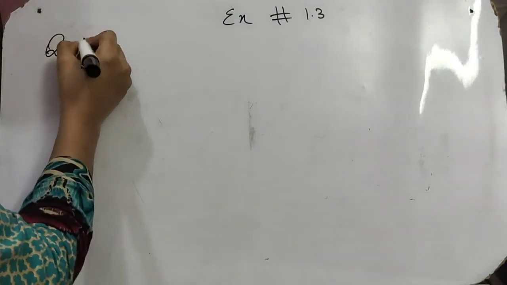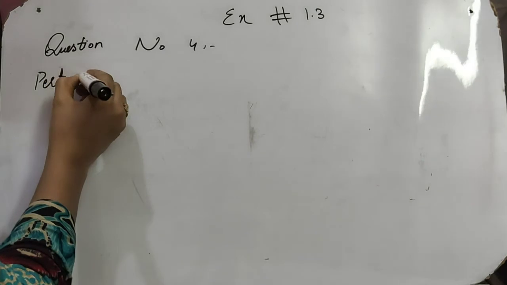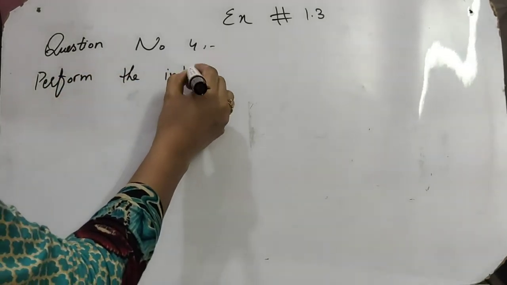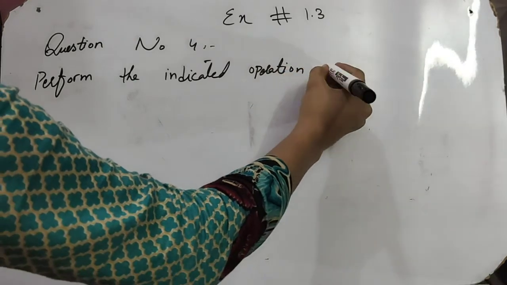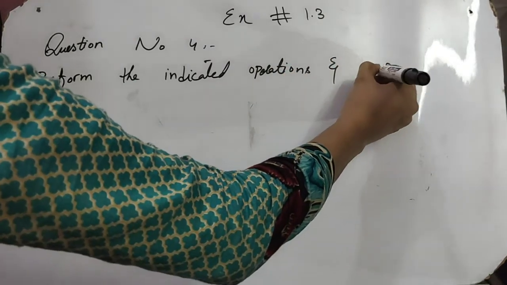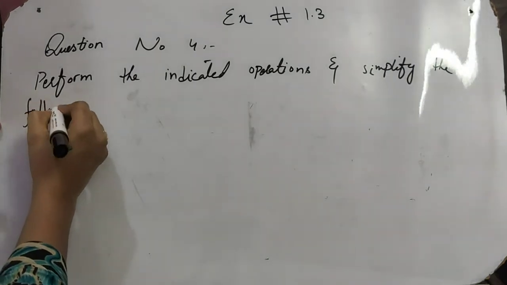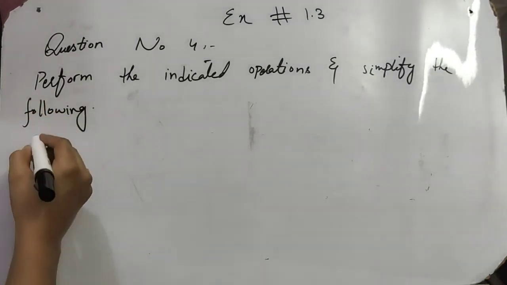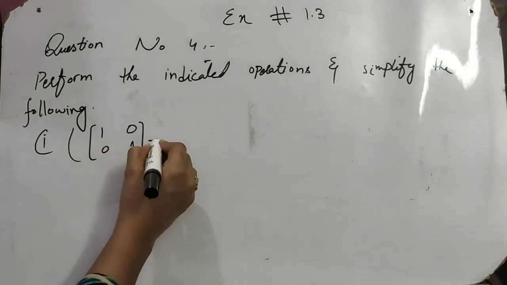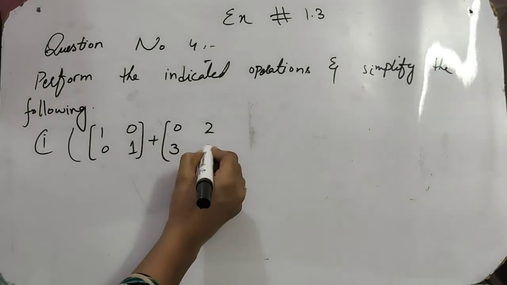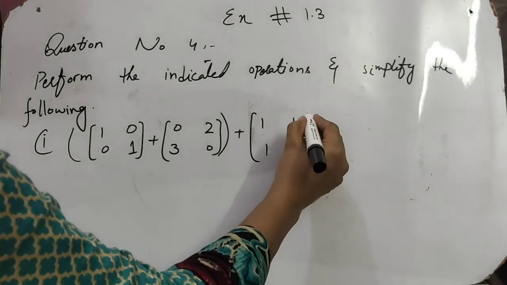Question number 4 is: perform the indicated operation and simplify the following. The first part is 1, 0, 0 and 1 plus 0, 2, 3 and 0, plus 1, 1, 1 and 0.